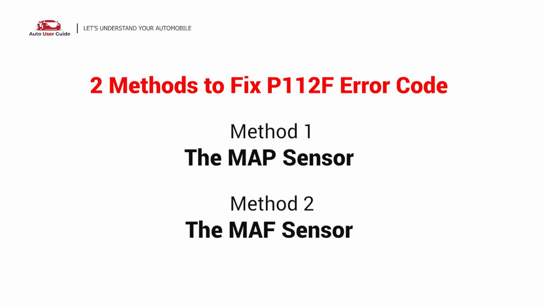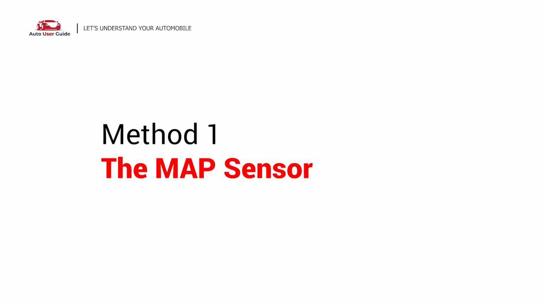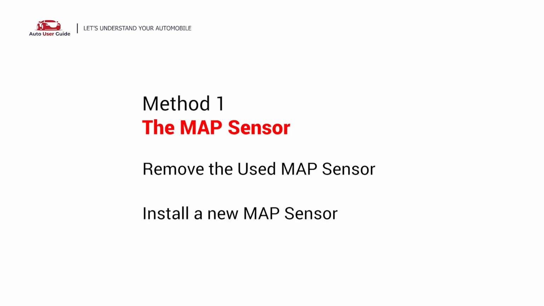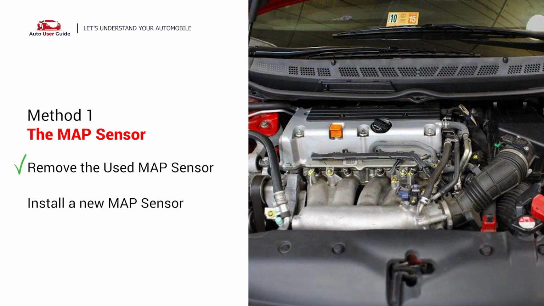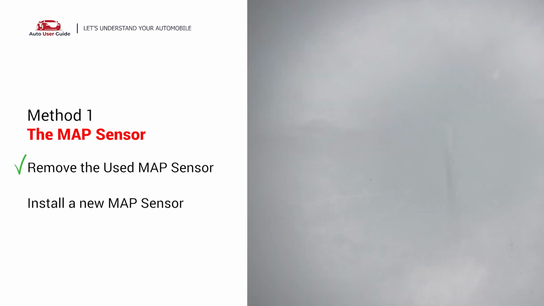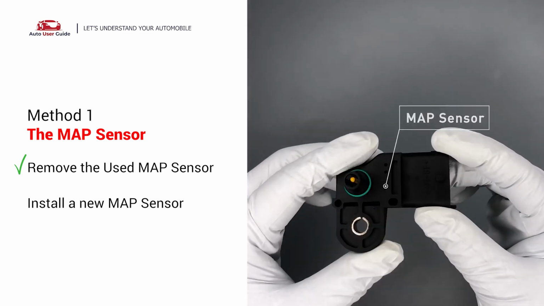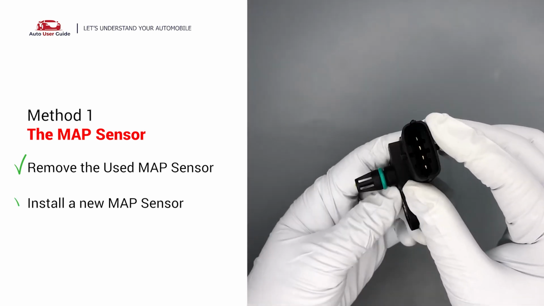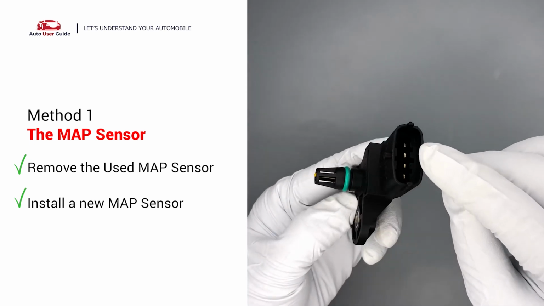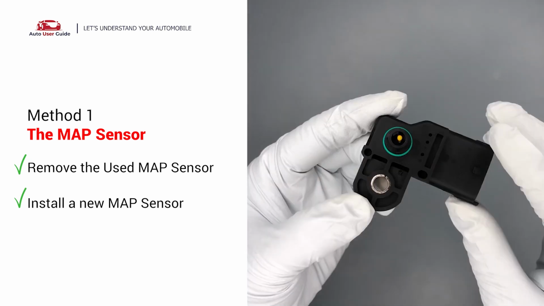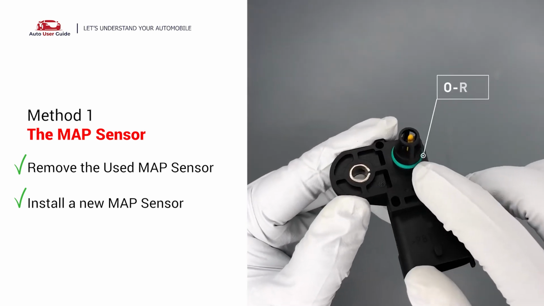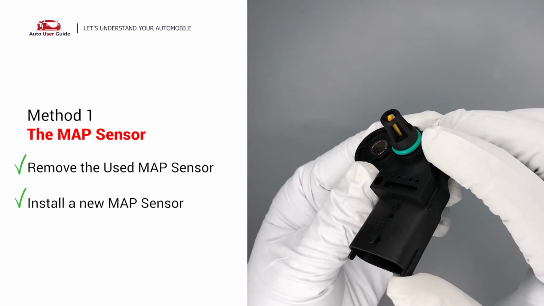Here are two simple DIY methods you can try to solve this problem. The MAF sensor. The MAF sensor is typically located on the intake manifold, either next to or on the throttle body itself. First, carefully remove the MAF sensor from the engine. Inspect the MAF sensor for any damage. If damages are found, then replace the MAF sensor. When you install a new MAF sensor, check to make sure the new O-ring is in place and not damaged.